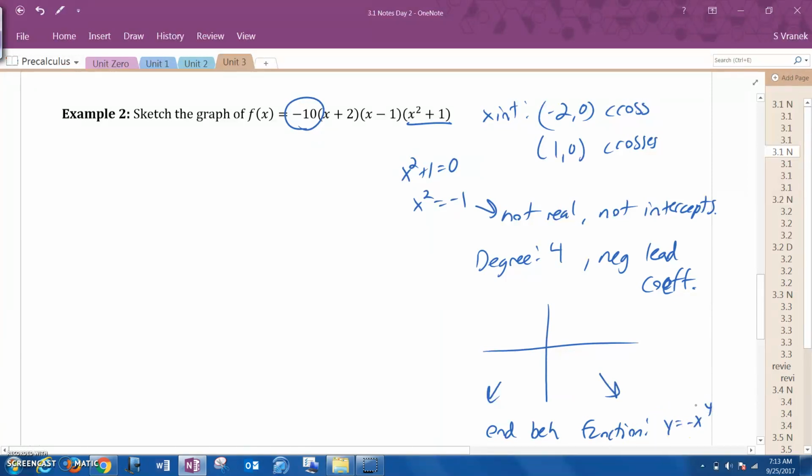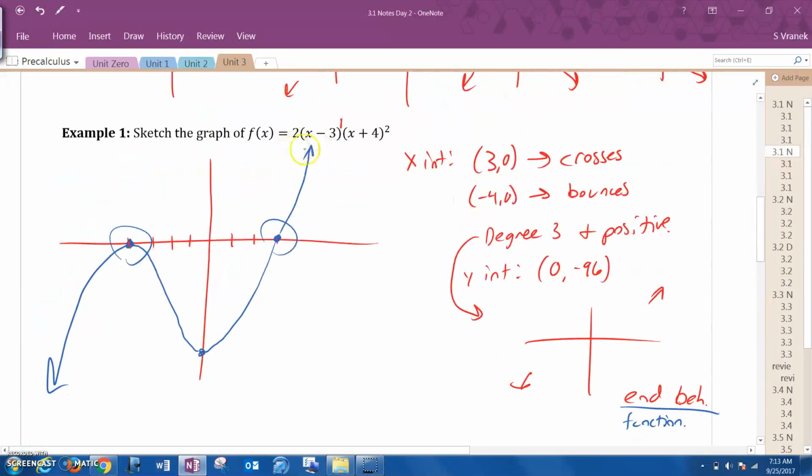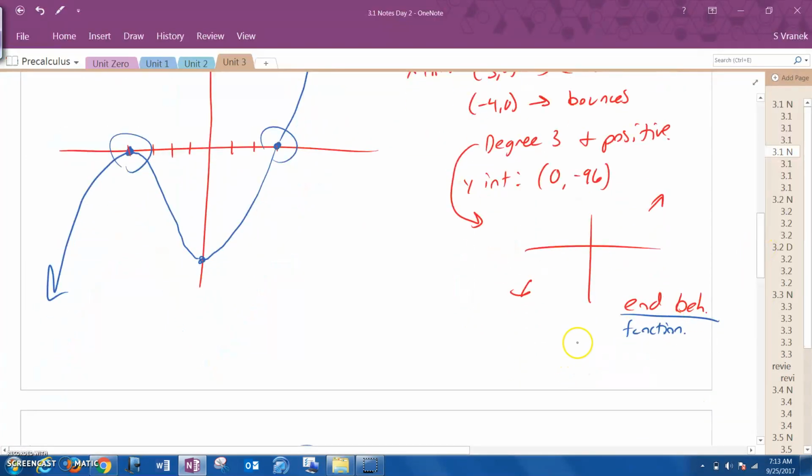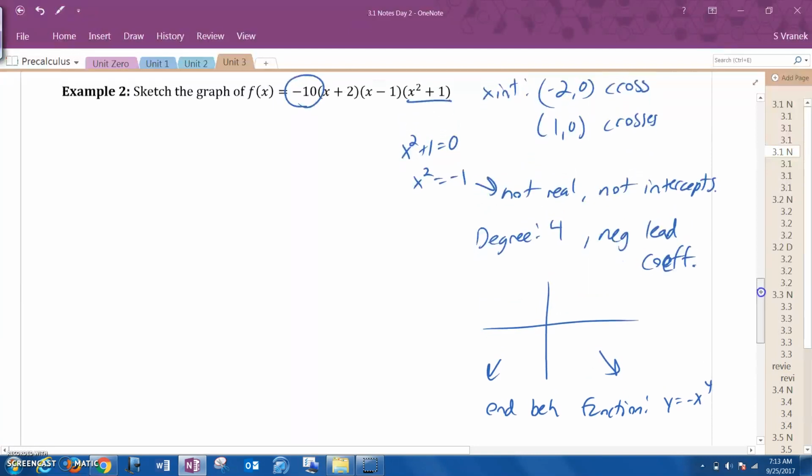Did I forget that on the other side? Yes, I did. Sorry. Let me go back real quick. Up here, the end behavior function is what is the highest degree, and if you multiply everything out, here it would just be 2x cubed. Or actually, we just want the power. We don't need the lead coefficient. So I'd say y equals x cubed. That's kind of what it looks like at the ends. Here, it's -x to the 4th. So let's graph this.